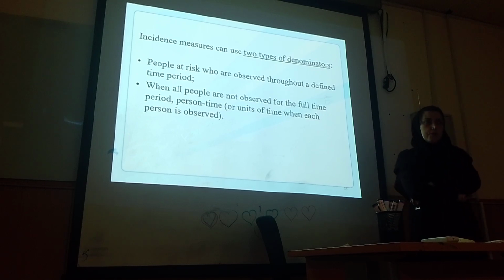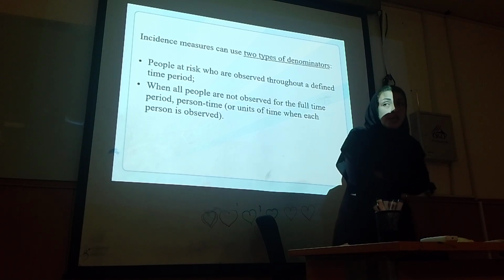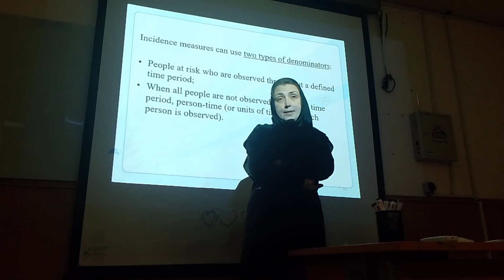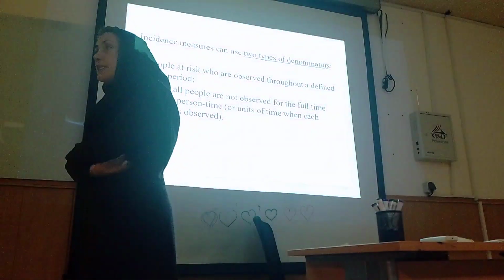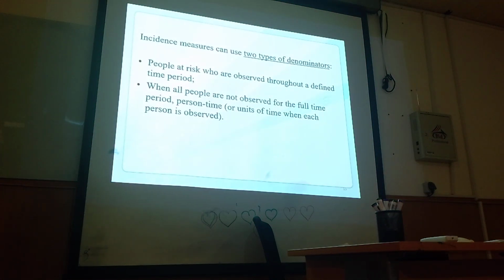What does it mean? Could you translate it for me? First point is clear. The people who are at risk of the disease only should be divided upon the numerator. To calculate the incidence, to find the risk, we should follow the population, because we should find the new cases.